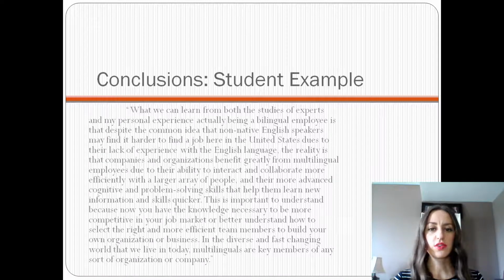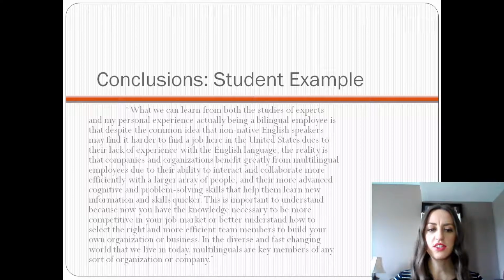What we can learn from both the studies of experts and my personal experience actually being a bilingual employee is that despite the common idea that non-native English speakers may find it harder to find a job here in the United States due to their lack of experience with the English language, the reality is that companies and organizations benefit greatly from multilingual employees due to their ability to interact and collaborate more efficiently with a larger array of people and their more advanced cognitive and problem-solving skills that help them learn new information and skills quicker.